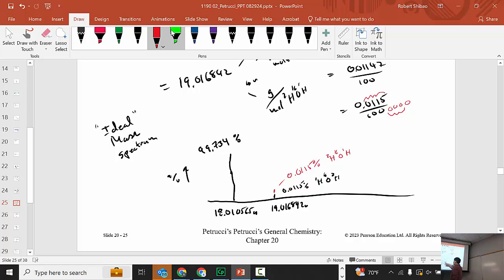So there are two ways of making this molecule. One way is to grab the hydrogen 1 first. The second way is to grab the hydrogen 2 first. We have to account for both those ways, and that's going to double the probability of making that. So rather than being 0.0115% for this peak altogether, we have to double this. So it's going to be 0.0230%.